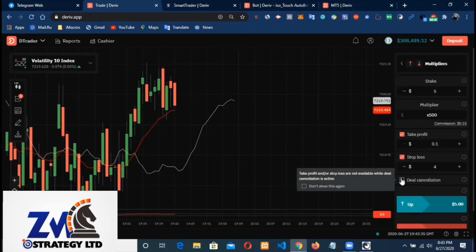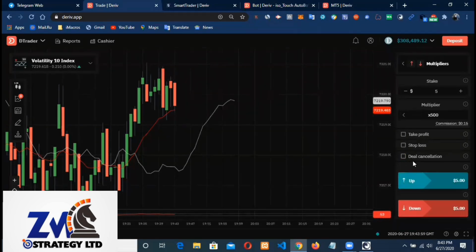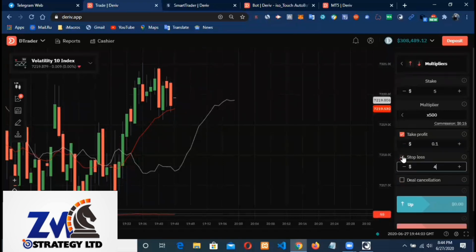Now, if we click on here, that means we are going to be trading on a particular minute, either 5 minutes or depending on the minute we wish to trade. The deal cancellation fee is 0.25. This is the fee we are going to be charged if we cancel our transaction. Now, let's say we are not using deal cancellation and we are using a take profit and stop loss.